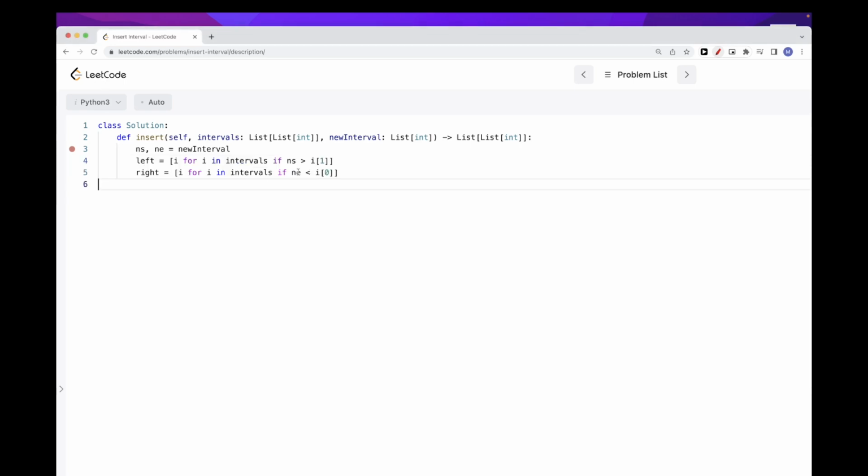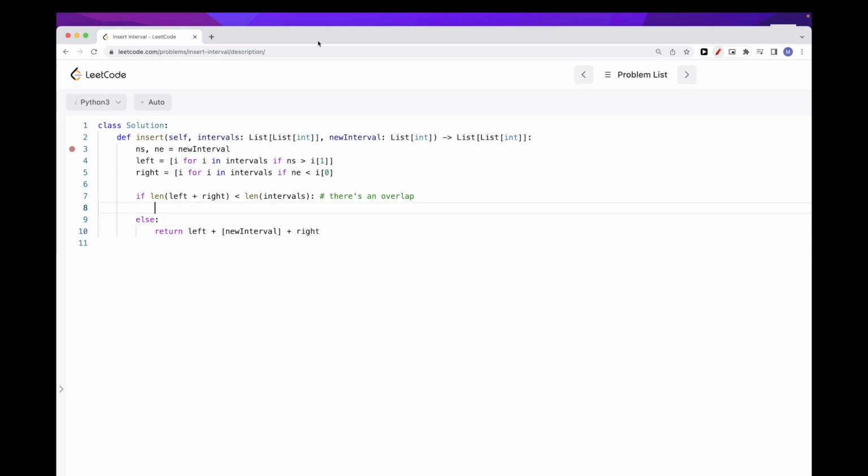We already saw this. So left is everything where the end is to the left of the start of the new interval. Right is everything where the start is to the right of the end of the new interval. And we check if there is an overlap. It's just when the length of left plus right is different, or you could do smaller than intervals, then this means there is an overlap. Otherwise, if there is no overlap, then we can just return left plus the new interval plus right.